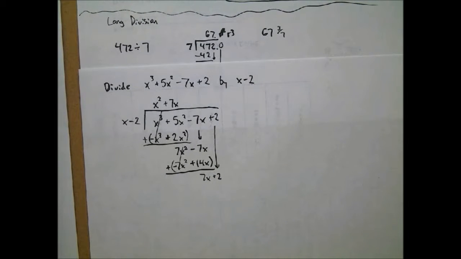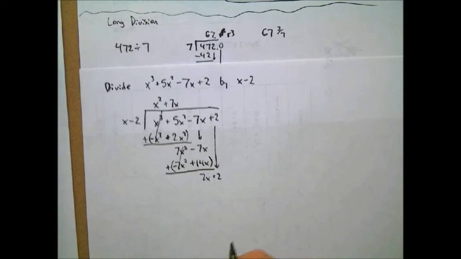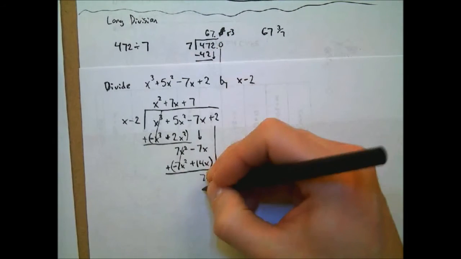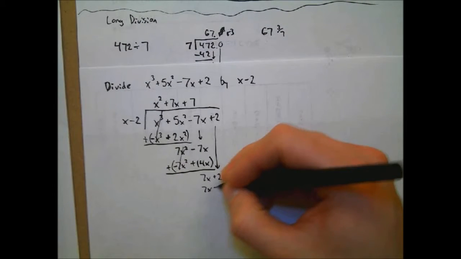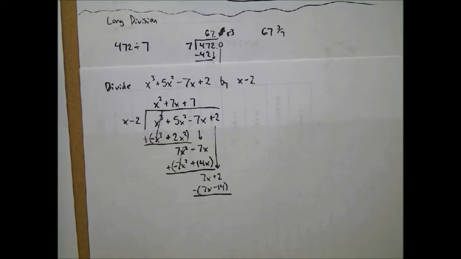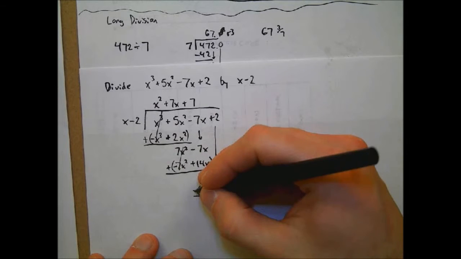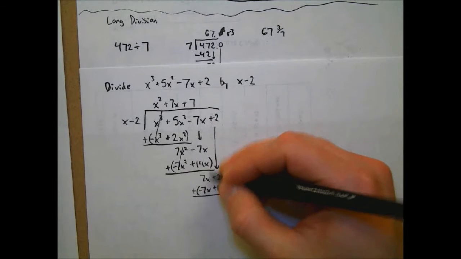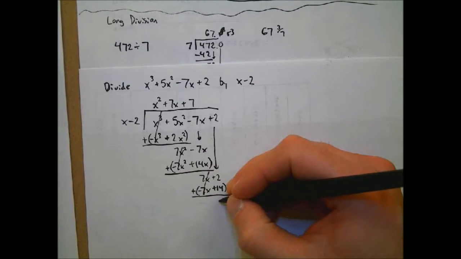Almost done. What times x will give us 7x? Just a 7. 7 times x, 7x. 7 times minus 2, minus 14. And we'll subtract the quantity again. But because I don't like dealing with subtraction, especially when it's in front of parentheses, I'll make it plus the opposites. What happens to the 7s? They cancel. 2 plus 14, 16.